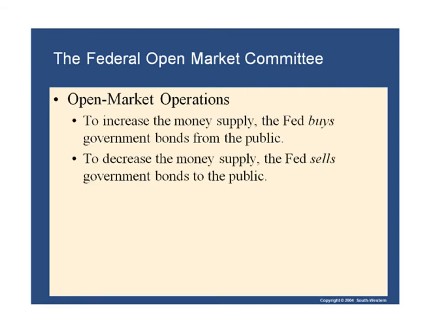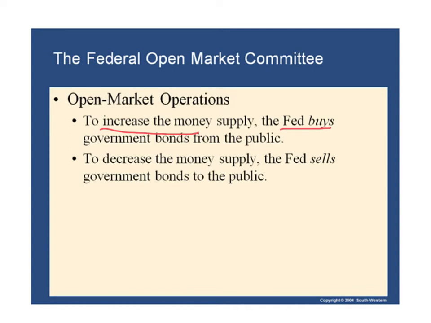This slide is really important in understanding how buying and selling affects the money supply. If the Fed wants to increase the money supply, the Fed buys bonds from the public. That makes sense because at the end of the exchange, the Federal Reserve gets the bond and the public takes the money. So there would be an increase in money available to the public. So to increase the money supply, the Fed buys bonds.